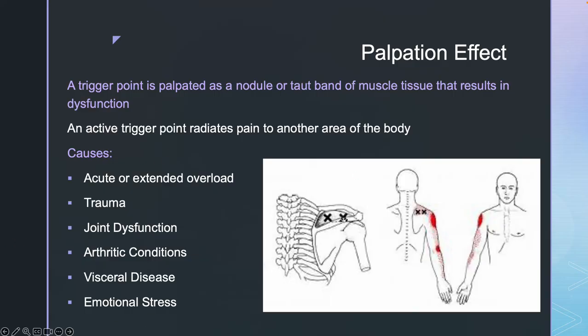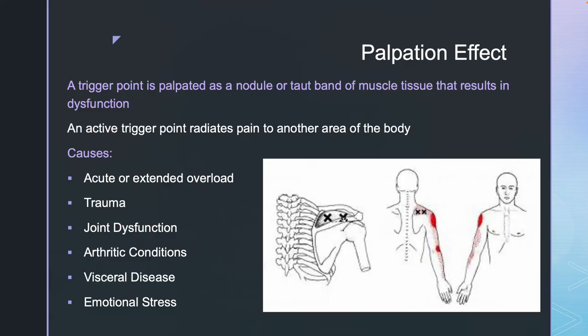Causes for a trigger point. There are a lot of causes, and we go over all the causes for different trigger points and different muscles next semester. It's fun. Causes could be acute or extended overload, so overdoing it. Trauma. Dysfunction in the joint. Maybe your joint is bone on bone or arthritic, and it's causing dysfunction with the muscles that are around it or passing over that joint.